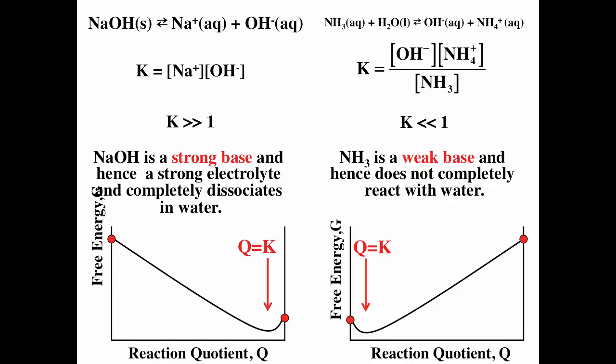And so strong bases completely dissociate, like sodium hydroxide. Weak bases, we don't say dissociate, but their Kb is relatively small. You have the base as a reactant, hydroxide as a product.